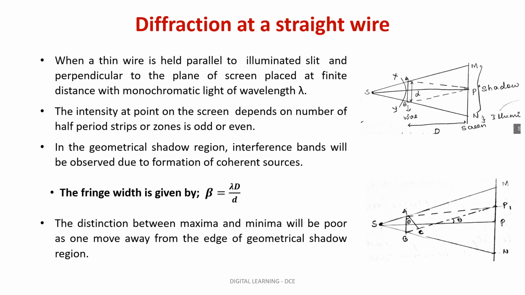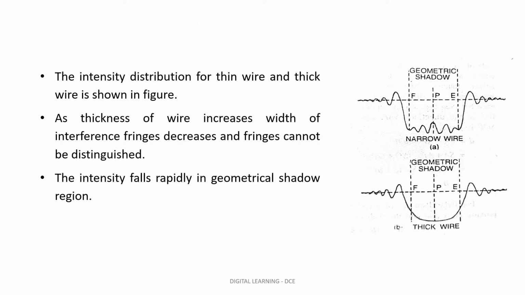In this experiment, in place of a wire, we can use a thin wire or a thick wire. The intensity distribution for thin wire and thick wire is shown in the picture. When a thin wire is used, a good diffraction pattern of dark and bright bands is observed in the geometrical shadow region. As the thickness of the wire increases, the width of the interference fringes decreases and the fringes cannot be distinguished. So the intensity falls rapidly in the geometrical shadow region.